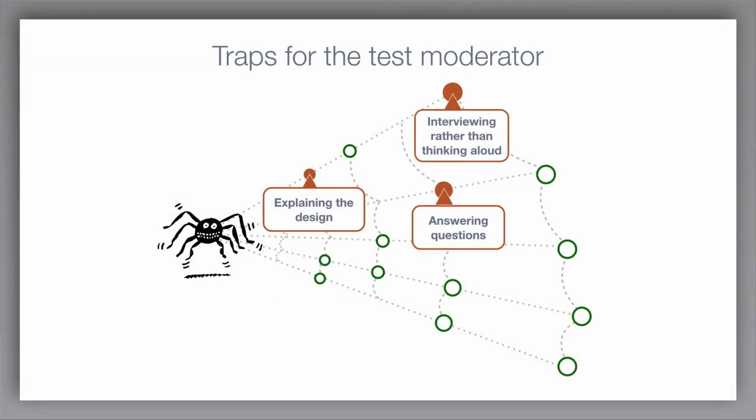A third common trap that test moderators fall into is interviewing rather than thinking aloud. What I mean by that is that the method used in a usability test is the thinking aloud technique, and many user researchers would say that they know all about this and they're very comfortable with running thinking aloud sessions. But when I observe user researchers running usability tests, I'll commonly see them running what look to me like conversations or interviews or Q&As. They're not thinking aloud.